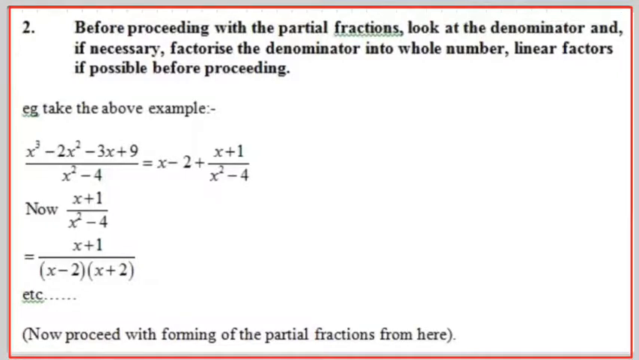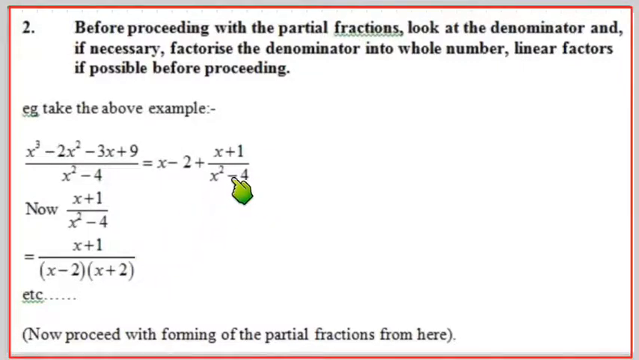Okay, second point. Before proceeding with partial fractions, we look at the denominator, and if necessary, we factorize the denominator. If possible, we factorize the denominator into whole number linear factors before proceeding. Now, you see this example we used before. We got this. Now, you see that quadratic there? That is factorizable. That is reducible into 2 linear factors. That's what we do, and there it is there, okay?